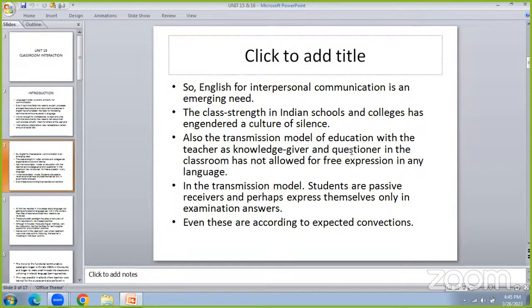Also, the transmission model of education, with the teacher as a knowledge giver and the questioner in the classroom, has not allowed free expression in any class. The conventional method of education in our schools is that the teacher is the knowledge giver, and she would not allow free expression in any language. So what happens in the transmission model? Transmission means the teacher is transmitting the knowledge to the students. So they won't have any free expression, because once you allow them to speak, it will become a lot of chaos. It becomes an uncontrollable classroom.